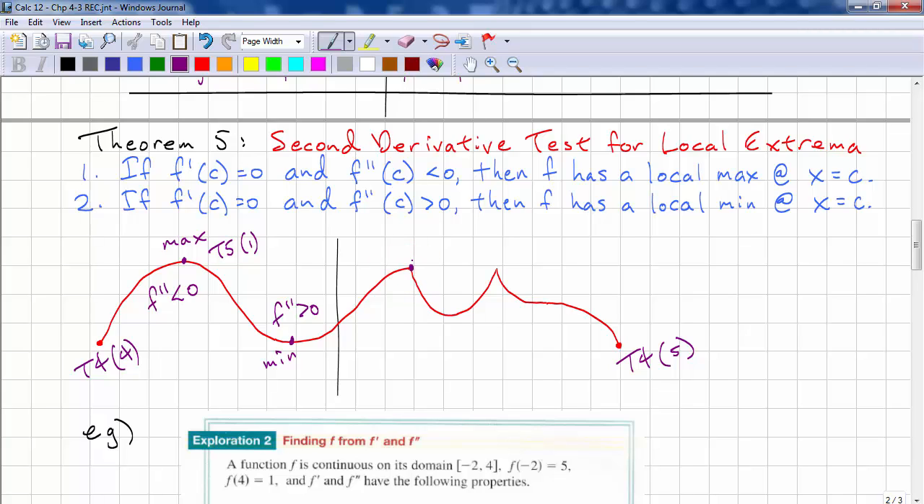Here, we're not using the second derivative test because the first derivative doesn't exist and the second derivative does not exist. So that means we need to use theorem 4. This is a max. And we're using theorem 4, part 1. Here we have a min. Second derivative is greater than 0. So both of these are theorem 5. And we're looking at part 2.